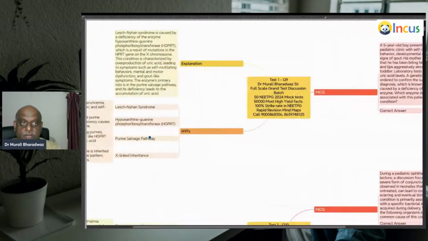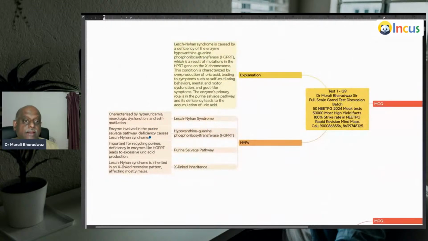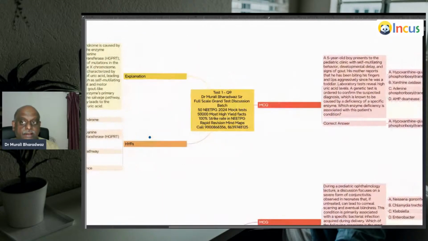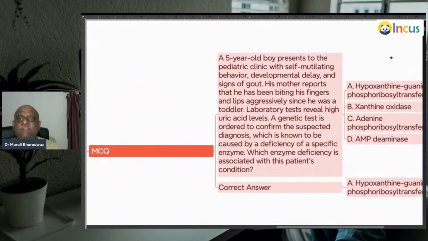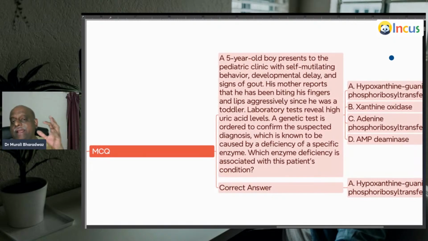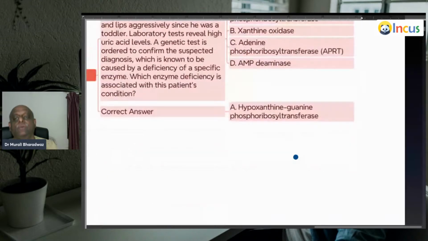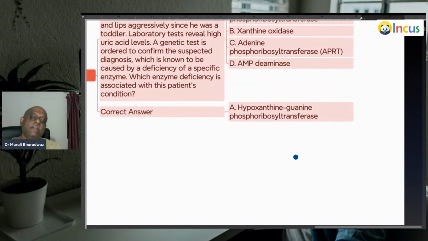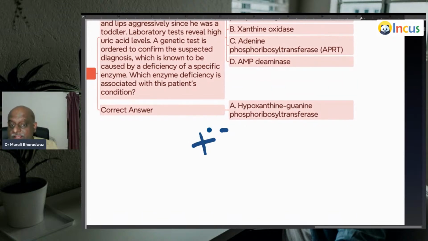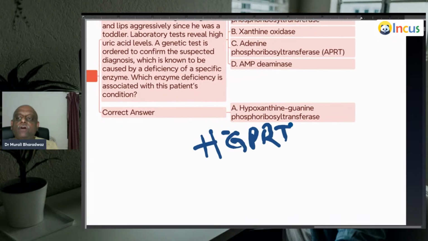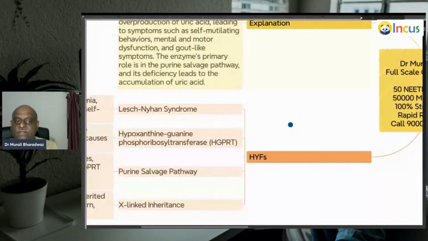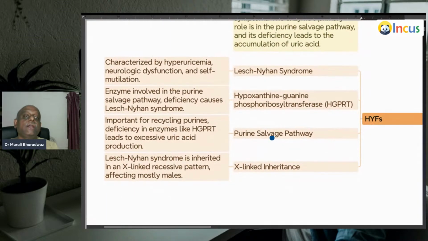Now, doctor, a 5-year-old with self-mutilating behavior, developmental delay, signs of gout, hyperuricemia. What are we talking about here? We are talking about Lesch-Nyhan syndrome. Lesch-Nyhan is a deficiency of HGPRT, hypoxanthine guanine phosphoribosyl transferase, is the Lesch-Nyhan.